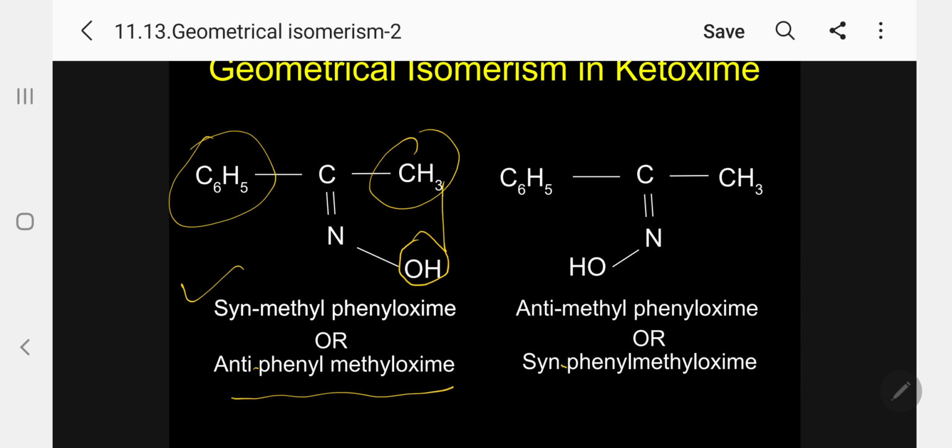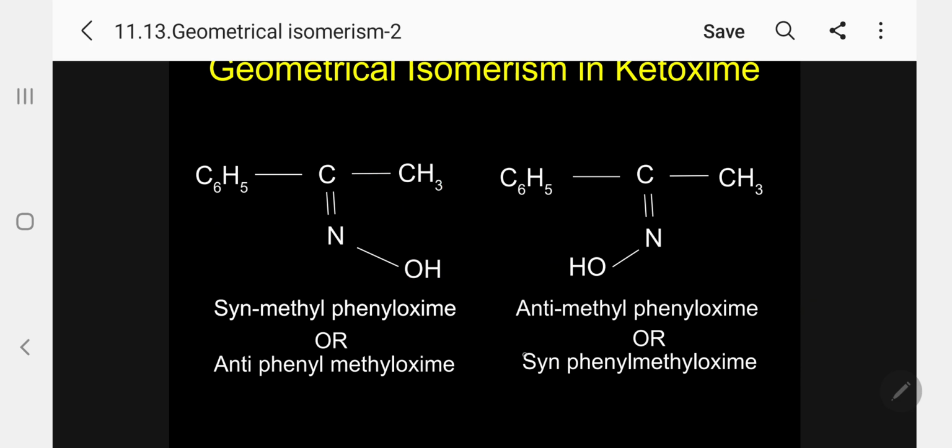The second case, with respect to C6H5, it is on the same side. With respect to CH3, it is on the opposite side. So with respect to methyl, it is anti-methyl phenyl oxime, or syn-phenyl methyl oxime. This is the way we have to give the IUPAC name for the aldoxime or the ketoxime. Kindly follow, my dear students.